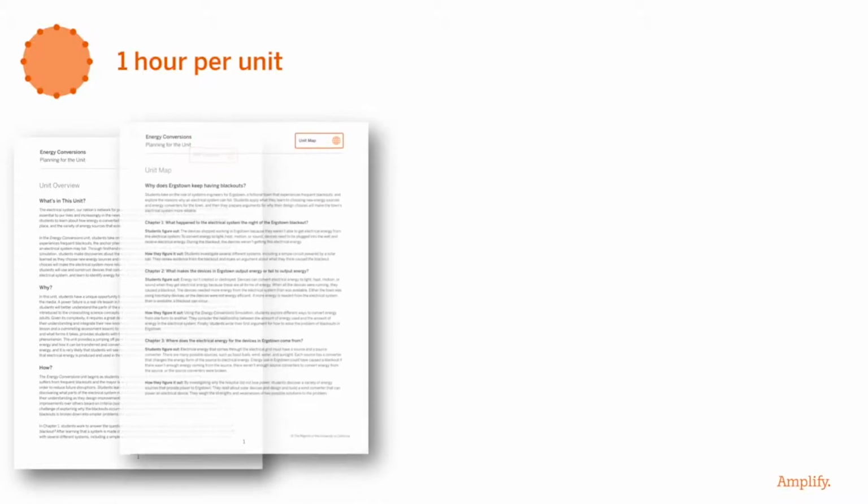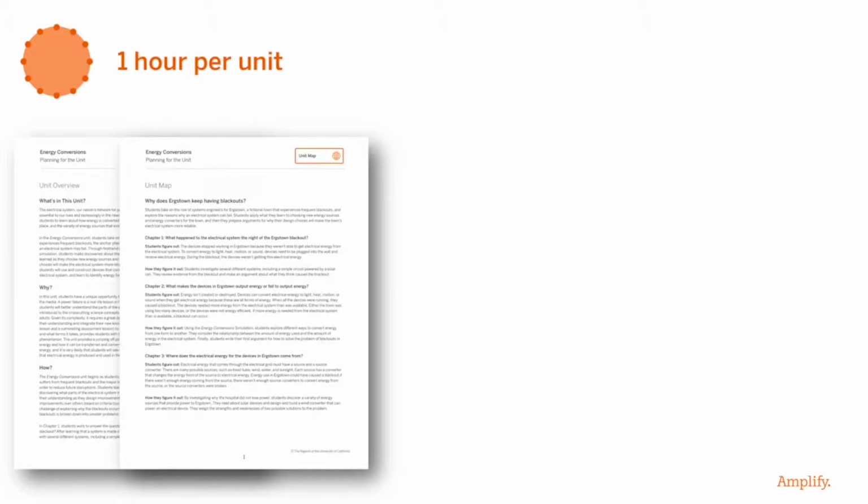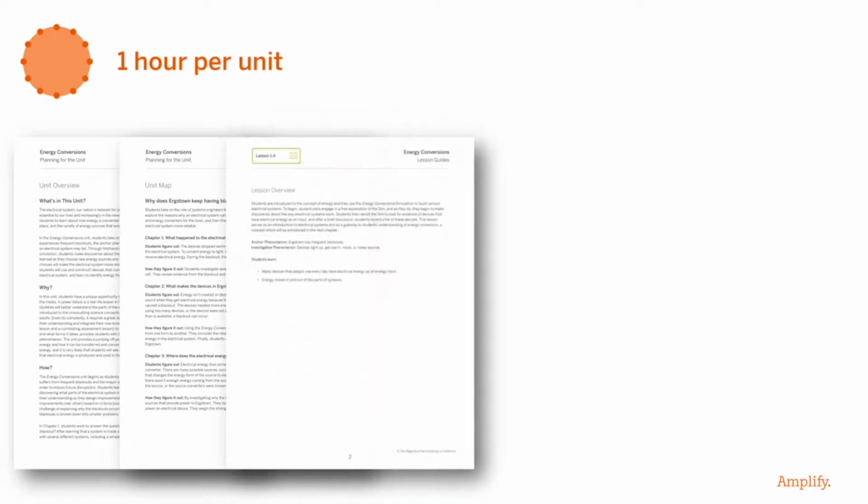The unit map. This is a one-page summary showing how the chapters build upon each other, what questions students will investigate, and what evidence sources they will use to figure those questions out. The lesson overview compilation. This compilation contains 1 to 2 pages on each lesson with insight into each lesson's sequence of activities, intent, materials used, and how the lessons connect with and build upon each other.